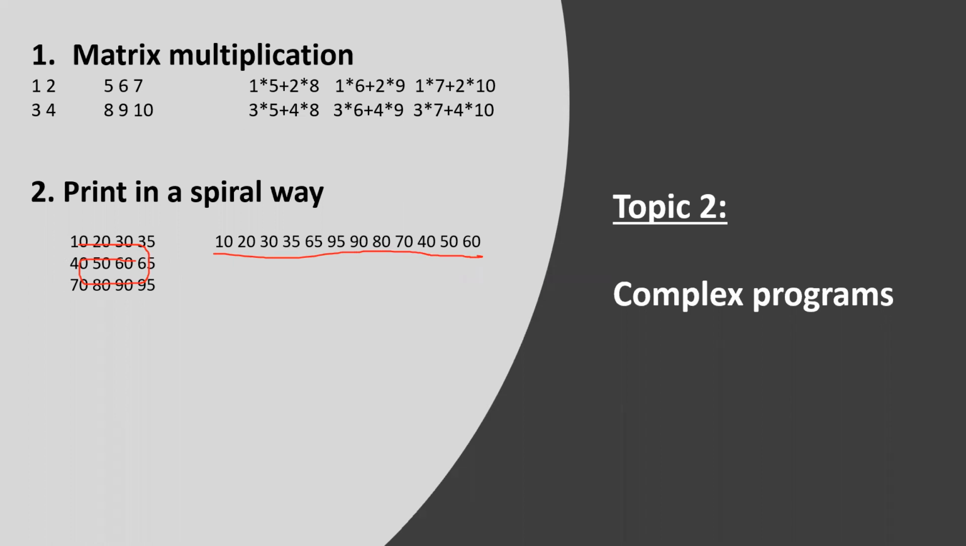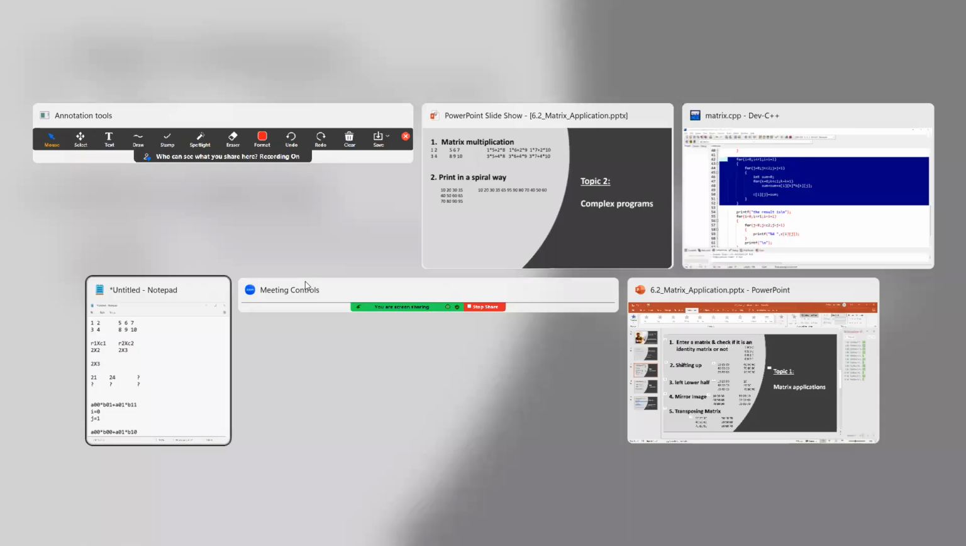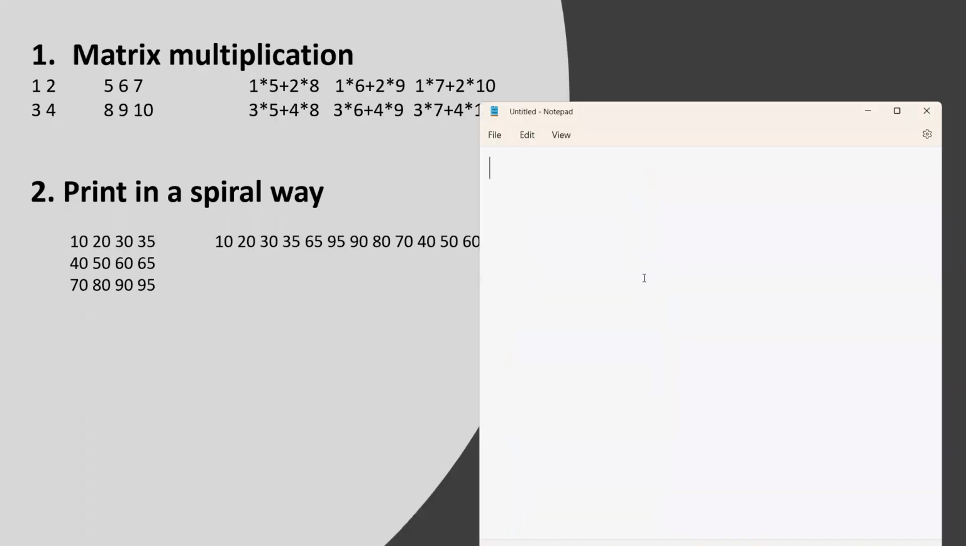So in this part, what I need to do, first, obviously, I need to take input of everything. And after that, let me write it in the notepad itself. Let me delete everything. So suppose 10, 20, 30, 35, then 40, 50, 60, 65, 70, 80, 90, 95. Let me make it more complicated, like 11, 22, 33, 44, and more than that, 55, 66, 77, 88.